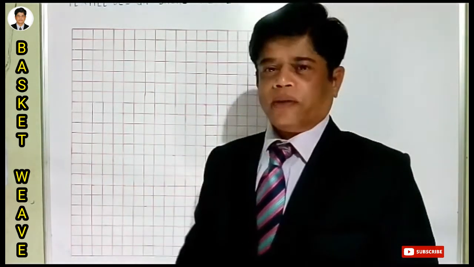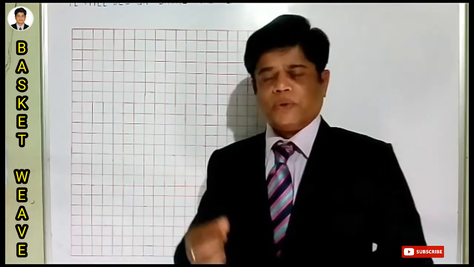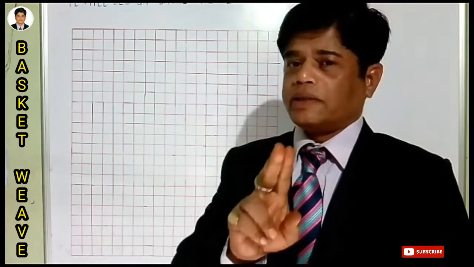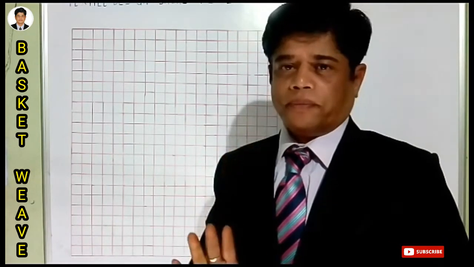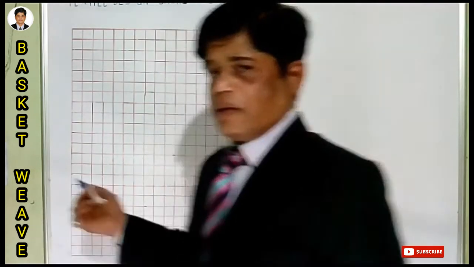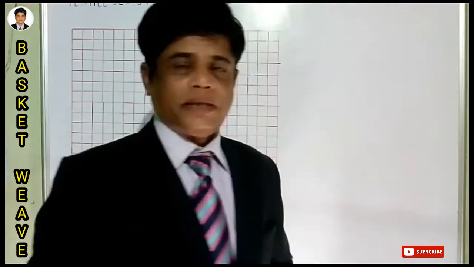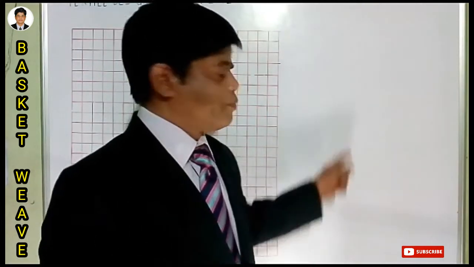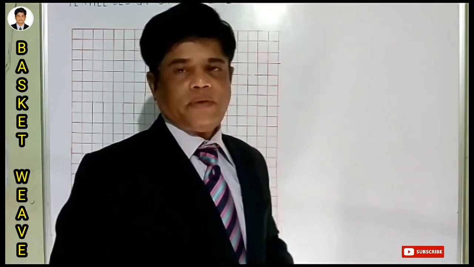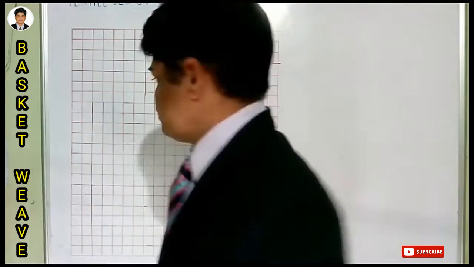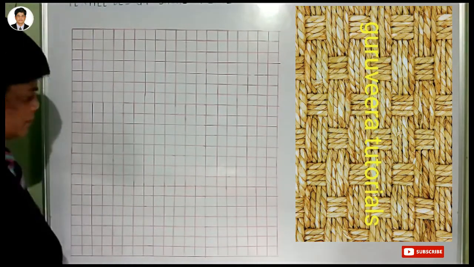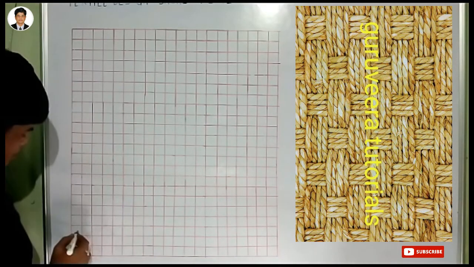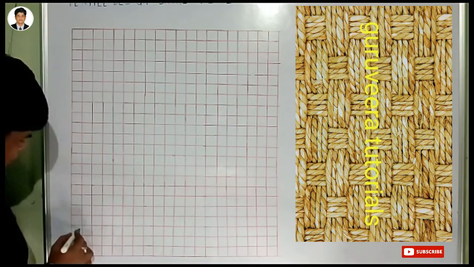Now on this graph, I want to show a simple basket weave. For your understanding, I am taking first 4 up, 4 down, floating. First observe. Next, you will come to know the weave modifications. Now I will start here. I am marking here.